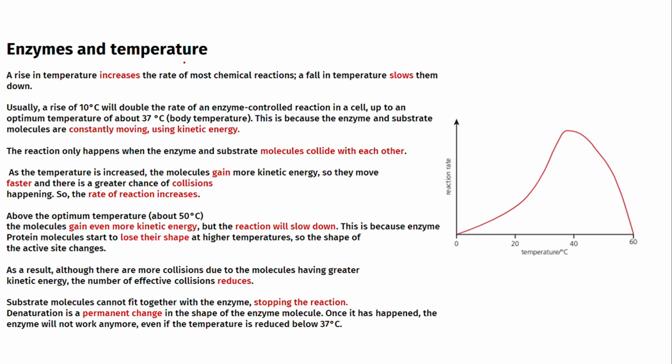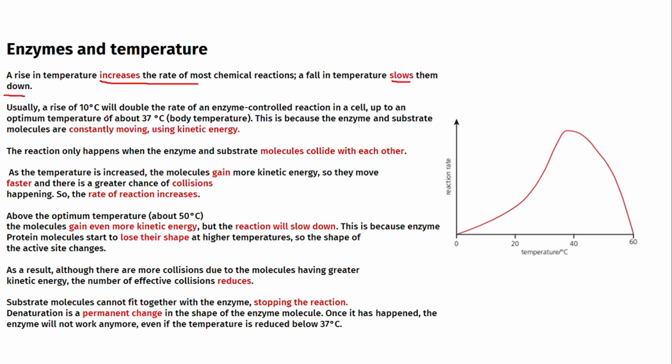Enzymes and temperature. Now, enzymes may get affected by two things. Number one is temperature, number two is pH. We're going to start with the temperature. So, what impact does an increase of temperature have on the enzyme? As the temperature increases, the rate of the reaction will increase in most chemical reactions. When the temperature falls, the rate of the reaction will slow down.